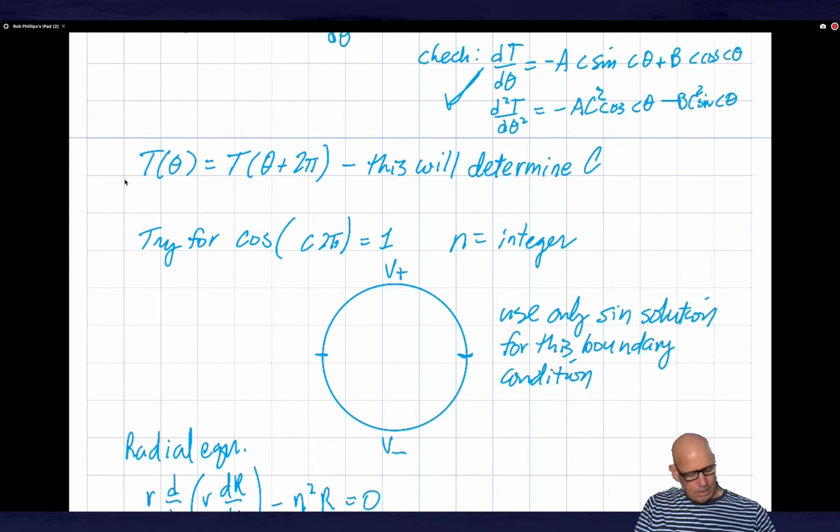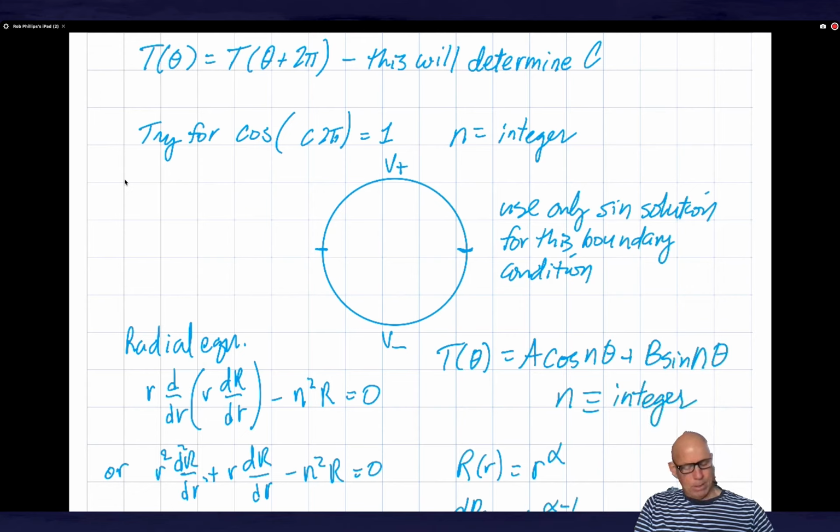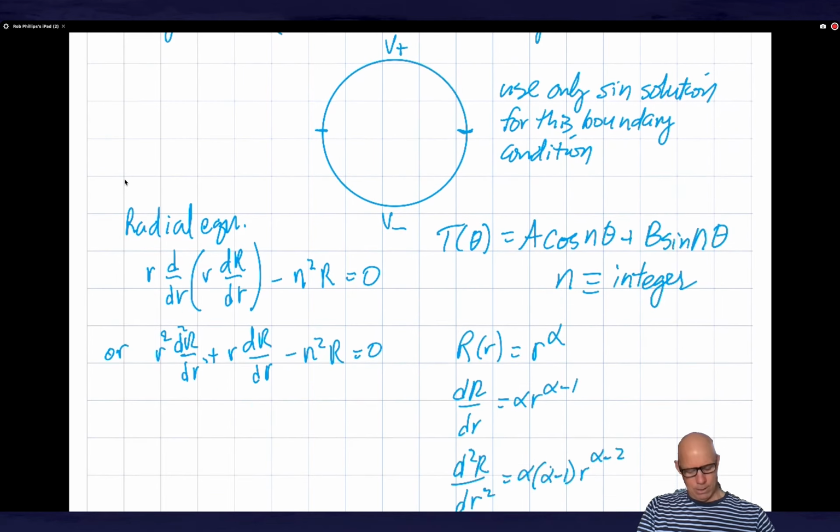So I've basically got the T of theta, just to be concrete. What we conclude is that T of theta is a cosine n theta plus b sine n theta, where n is equal to an integer. And the reason I know that is because of the periodicity. When I go all the way around, when theta is equal to 2 pi, I have to come back to the same value of the function. And so I know that it's an integer. The radial equation now becomes this.